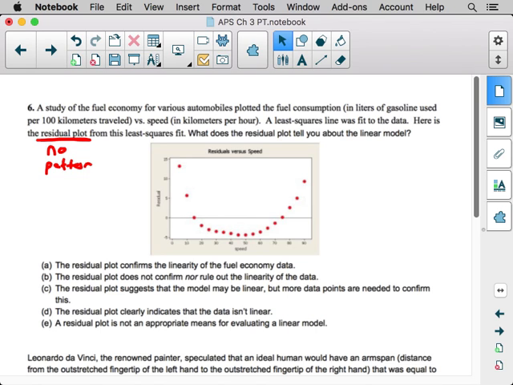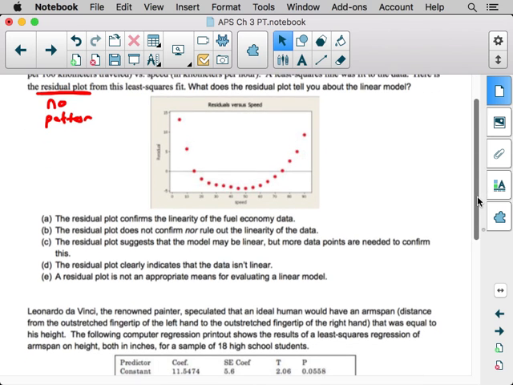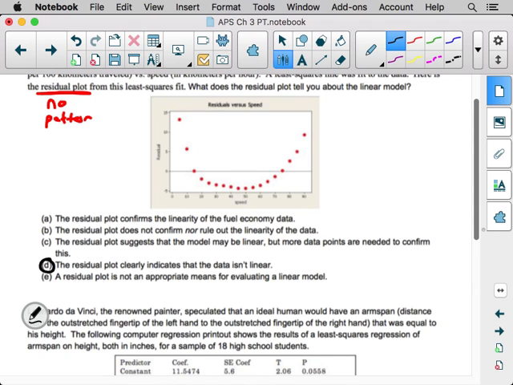Doesn't this really kind of look like a parabola? Right? Very curved in nature. So seeing that, would we believe that this data is actually linear? No, we shouldn't. If the residual plot shows a distinctive pattern like that, then D. Any pattern in residuals shows that it did not come from linear data.